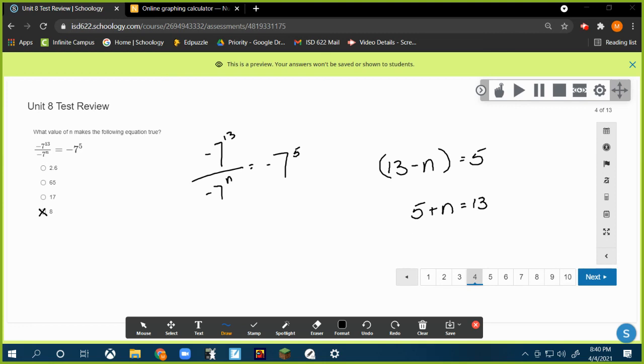You could also do your actual work here and say, oops, sorry, wrong one. Let's undo that really quick. Minus n equals 5. To get rid of that, you're going to subtract 13 from both sides. You're going to get negative n equals 5 minus 13 is negative 8. We can't have a negative n, so we're going to divide by negative 1. N equals 8.